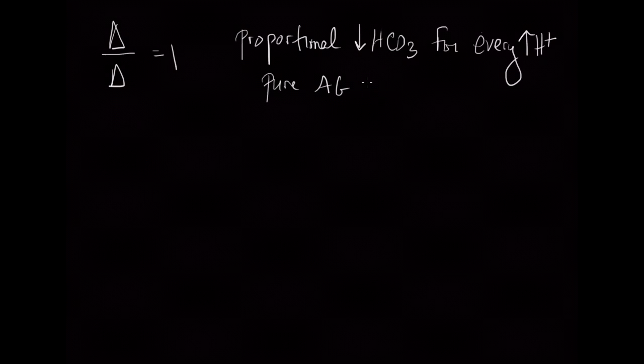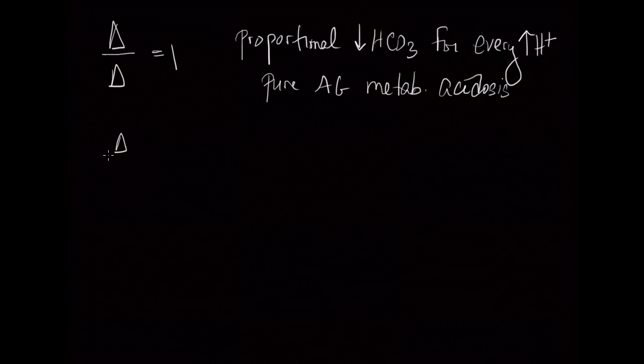anion gap metabolic acidosis. Now, of course, you'll have conditions in the real world where you'll have a ratio that's close to 1, but not exactly 1, 0.8, 1.2, and that's fine. That's probably a pure anion gap metabolic acidosis as well.